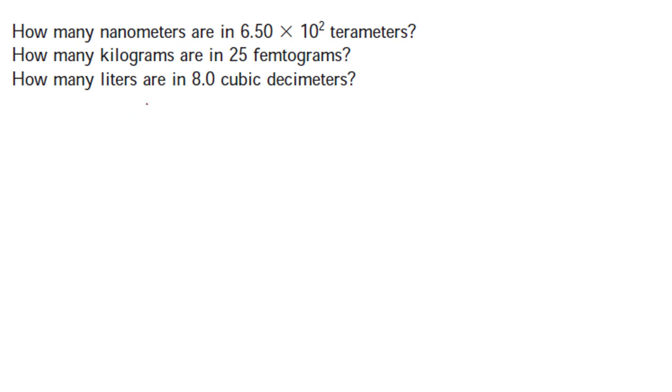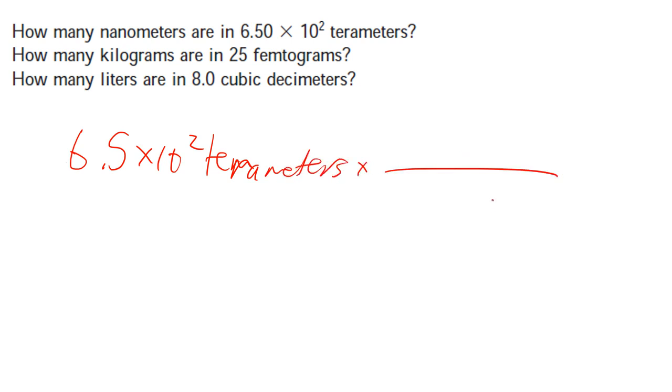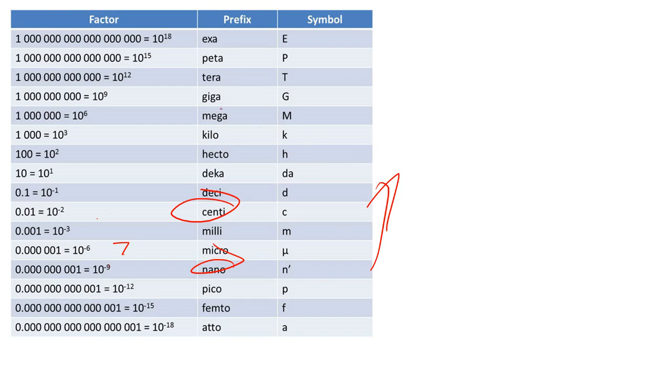How many nanometers are in 0.5 times 10 to the 2 terameters? Okay, so 6.5 times 10 to the 2 terameters. And we multiply that by 1. Terameters goes on the bottom because that's what we want to cancel out later. And the other unit we want to find out is nanometers, so nanometers. Okay, terameter is a bigger unit because when you look at this table, the terameters is higher up than nanometers.